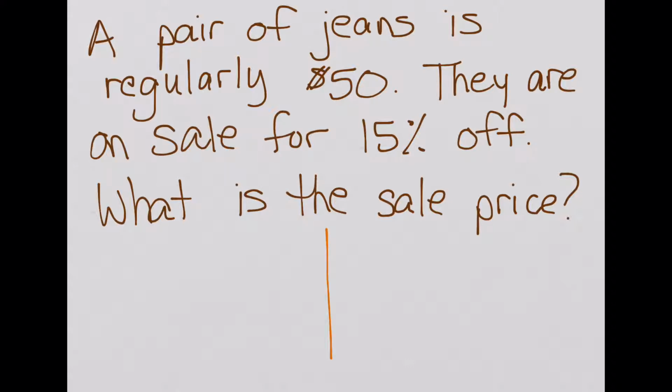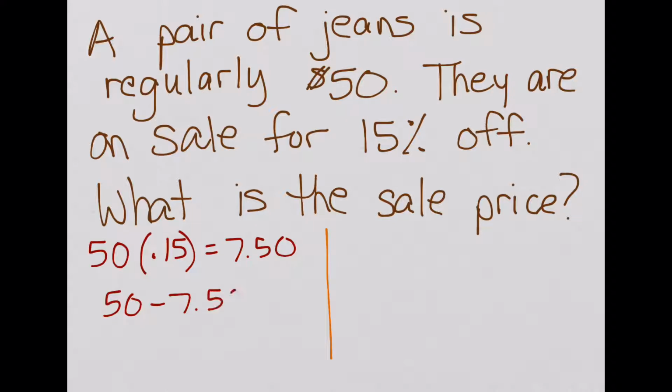The first way might be the way most of you think about this: the jeans are $50 regularly and 15% of that would be $7.50. That's how much I'm going to save. And so then the sale price of the jeans is 50 minus $7.50, which is $42.50. That's the sale price of the jeans.